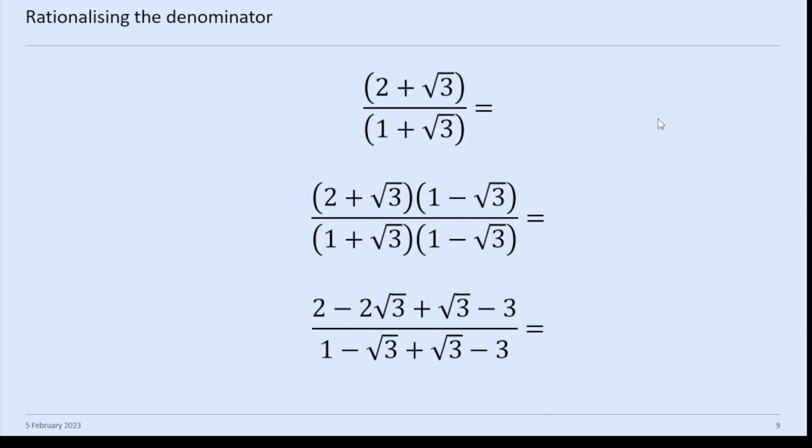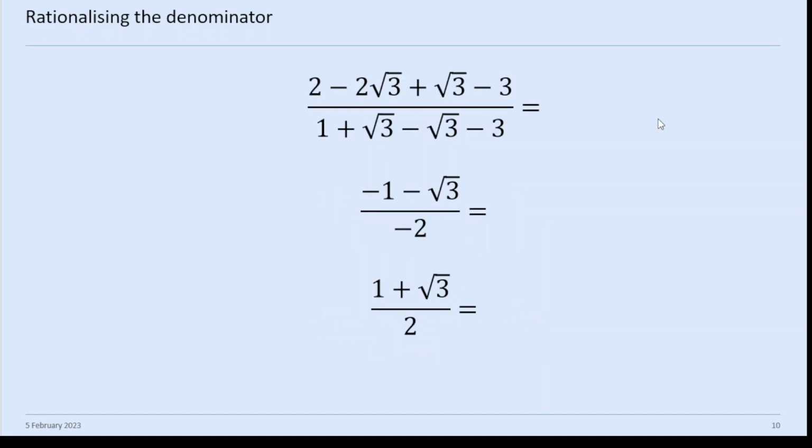So we're going to multiply top and bottom by 1 minus root 3. On the top, that gets us to 2 minus 2 root 3 plus root 3 minus 3. And on the bottom, what happens is the root 3's cancel out, because you get 1 times 1 is 1. Then you get 1 times minus root 3 is minus root 3. Root 3 times 1 is plus root 3. And then you take away root 3 times minus root 3, which is just 3. So it's basically 1 minus root 3 plus root 3, they cancel, minus 3.